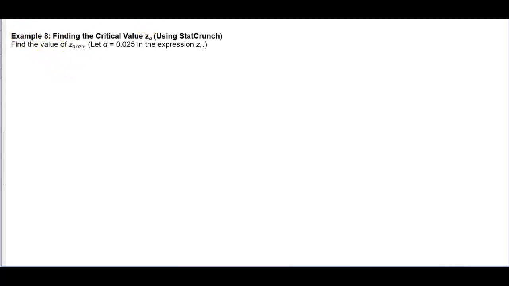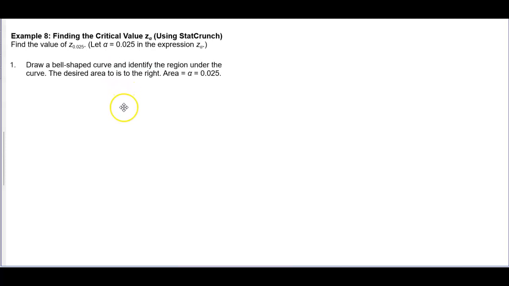Example 8. Find the critical value z subscript alpha using StatCrunch. Now, when we find the value of z subscript alpha, which is 0.025, that means that alpha represents the area to the right of the bell curve. So, before we do anything, let's draw the bell-shaped curve.